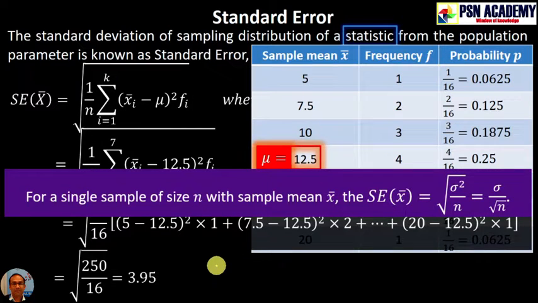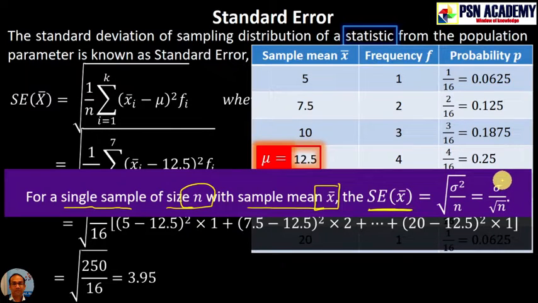Now, in practice, you will not have all these xi bars, okay? In most cases, you will have only one sample. Then how do you get this standard error if you do not have all those samples, right? So for a single sample of size n with a sample mean x bar, you have a single sample mean because you have a single sample. And the standard error of that sample mean will be the variance divided by n, square rooted. And this becomes sigma by root n.